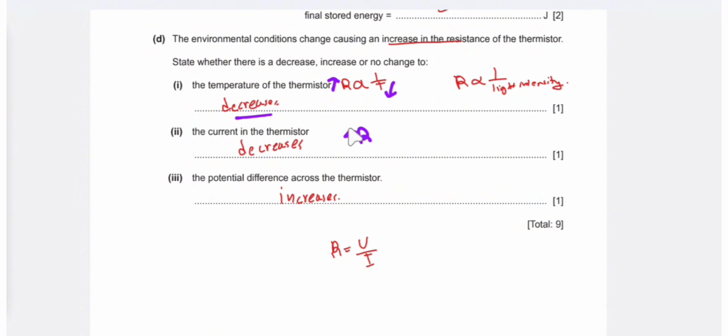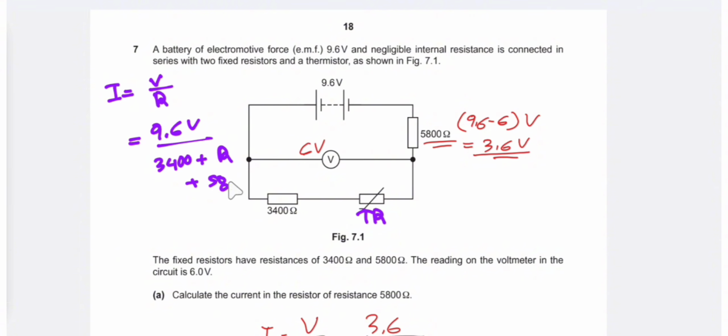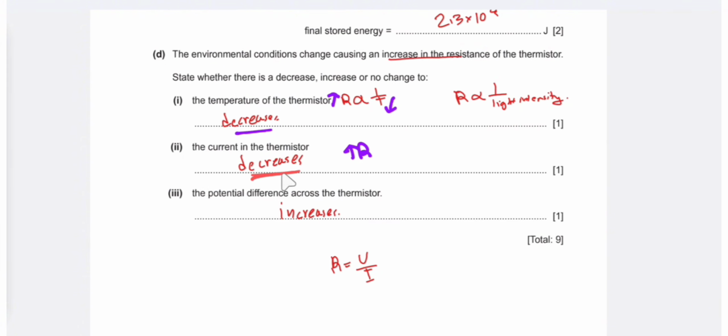Now what happens to the current in the thermistor? The resistance of the thermistor increases. Current is equal to voltage by resistance, that is the total current is equal to voltage by resistance, and the total voltage is 9.6 volt. And what is the total resistance? 3400 ohm plus R, the resistance of the thermistor, plus 5800 ohm. So what happens to the current? Since the system is in series, as the resistance R increases, while the EMF is the same and the other resistances are the same, the current must decrease, since current is inversely proportional to resistance. So the value of current decreases.